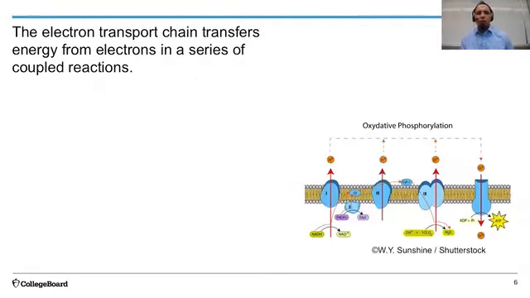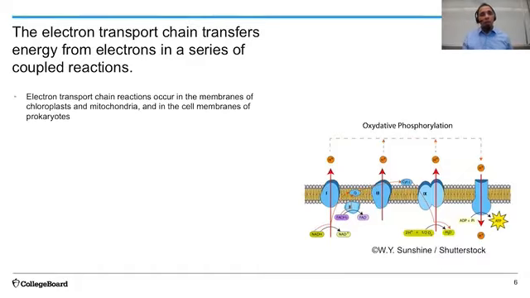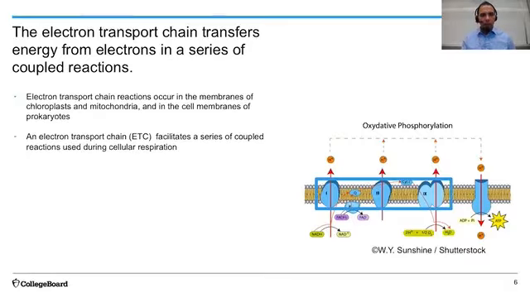And so let's talk about electron transport first. So the electron transport chain transfers energy from electrons in a series of coupled reactions. And so essentially what the electron transport chain does, the reactions occur in membranes of chloroplast and mitochondria and in the cell membranes of prokaryotes. And so there again, in that blue box, I'm showing you the electron transport chain. So an electron transport chain facilitates, again, facilitate means to help, a series of coupled reactions used during cell respiration. Again, if you're not sure what coupled means, maybe pause the video, maybe ask a friend, put a text in the Zoom chat.